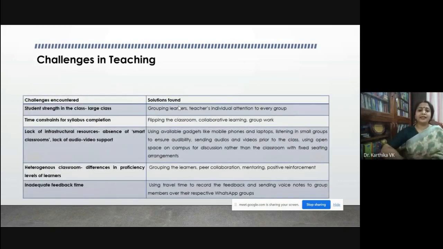Don't think that I didn't have any challenges, or that I was talking about some paradise where I could just do all sorts of innovations on my own. No. Student strength in the class was really high, 60 students, very difficult. How I managed was through grouping them, and I was walking around the classroom. Fortunately, I was lucky enough to get a big hall without benches and desks, but we had chairs. So that logistics was facilitated, which was good. And if you go through the document, you can see that there were time constraints.